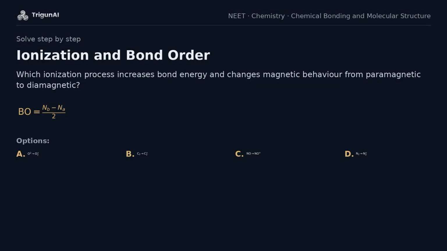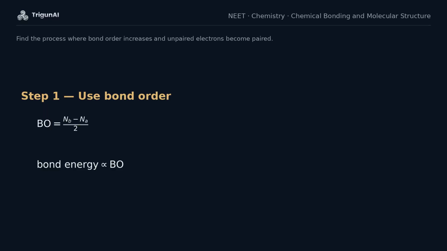We need to identify the ionization in which bond energy increases and magnetism changes from paramagnetic to diamagnetic. Let us solve step by step. Bond energy increases when bond order increases. Also, paramagnetic means at least one unpaired electron, while diamagnetic means all electrons are paired.